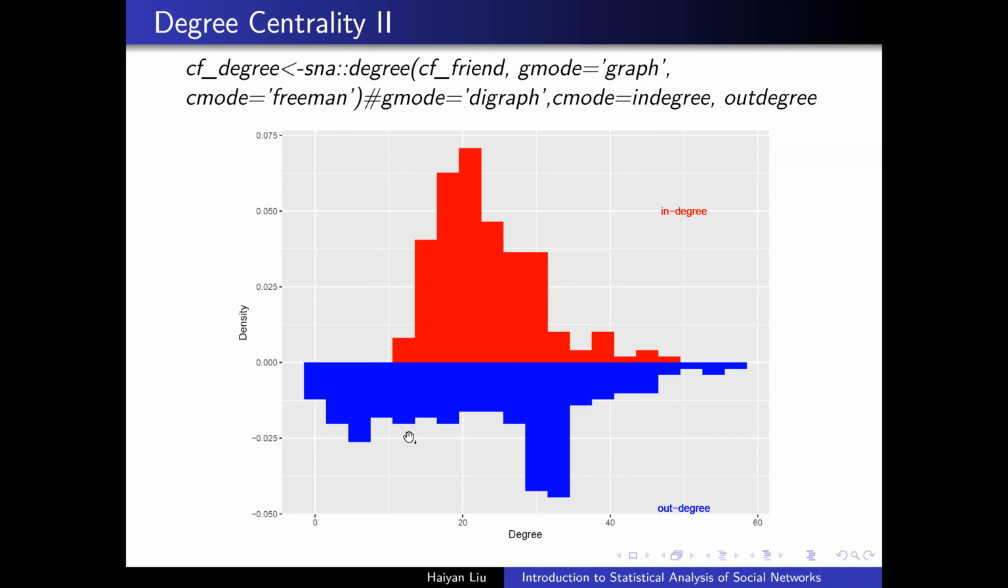Now, the bottom is the out-degree. It's relatively flatter or more spread out. So some students have only a few friends, some have more friends. So it's kind of evenly distributed.